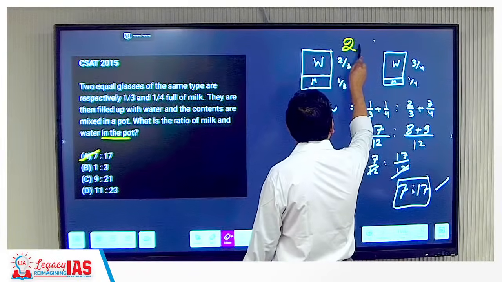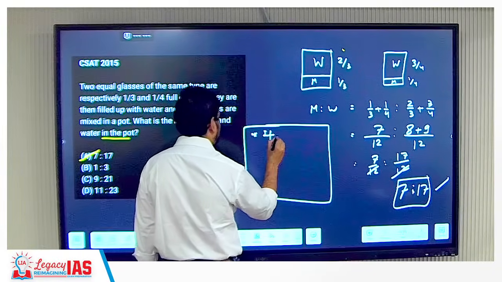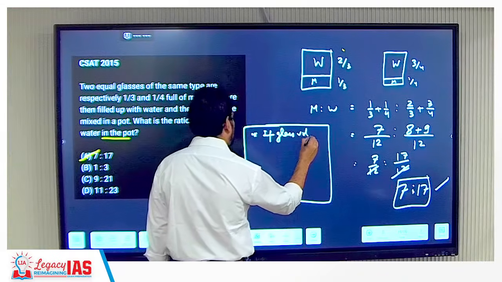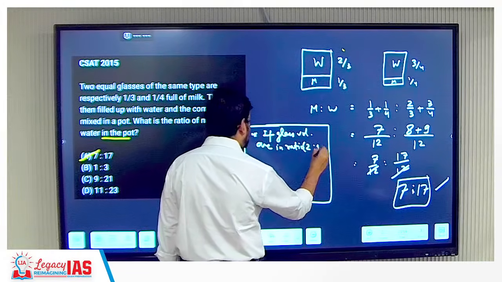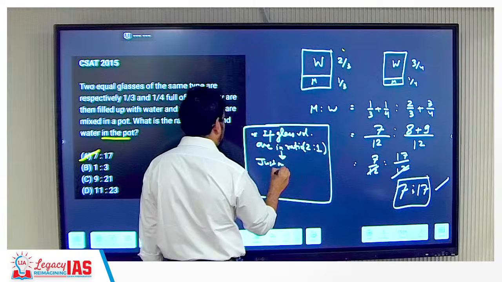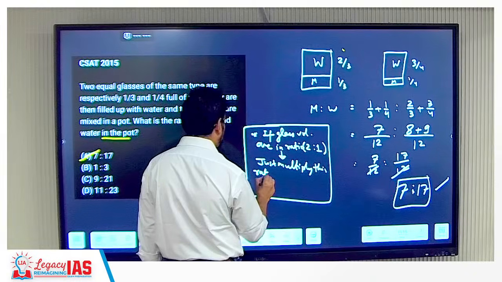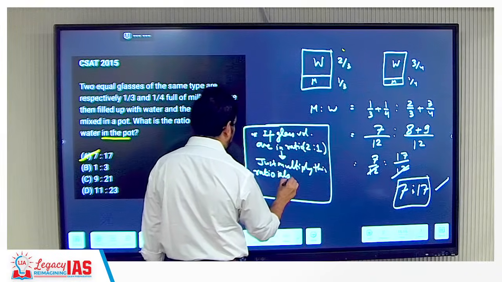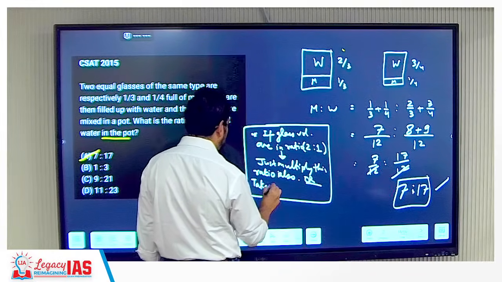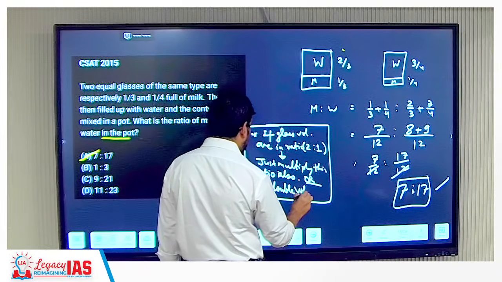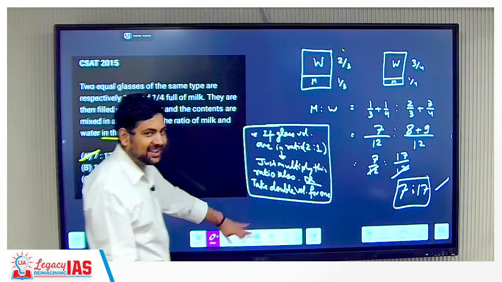Then let me write this more clearly. If glass volumes are in ratio 2:1, just multiply this ratio also, or take double volume for 1. Correct? This is the way if they ask.